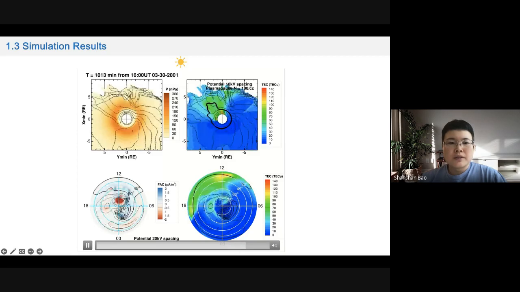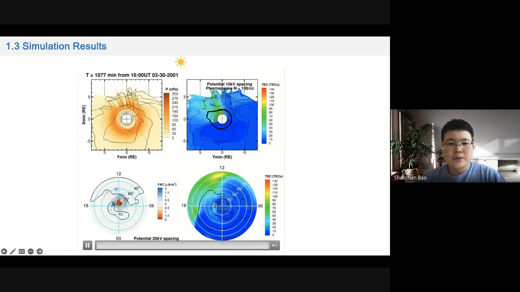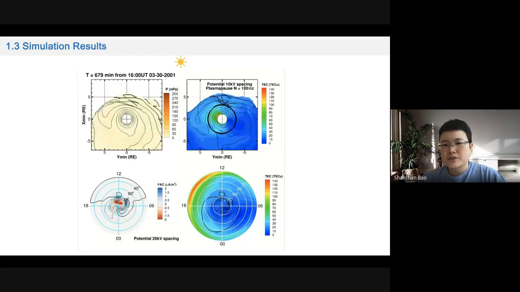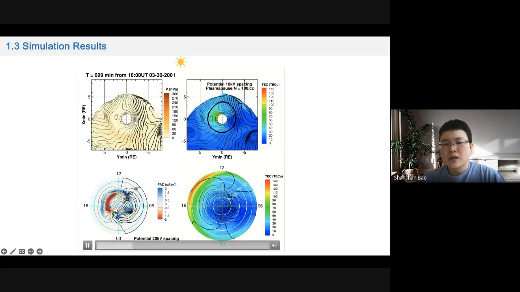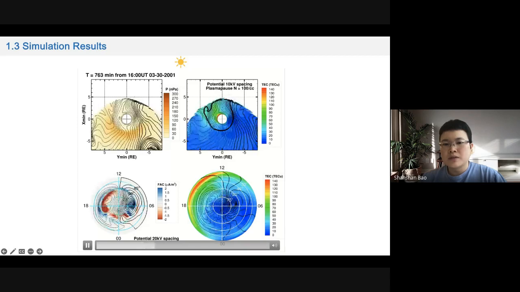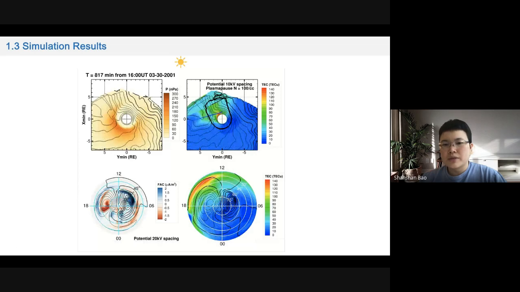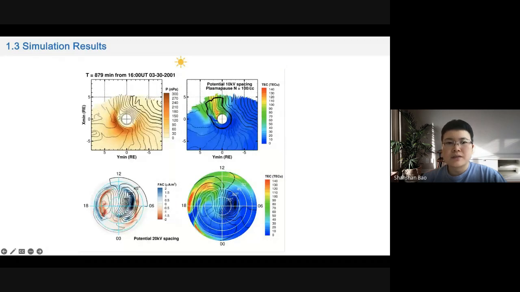Here on the bottom is the field line current as well as the ionospheric potential contour. On the right is TEC tracked by TIEGCM and the potential generated by TIEGCM itself.